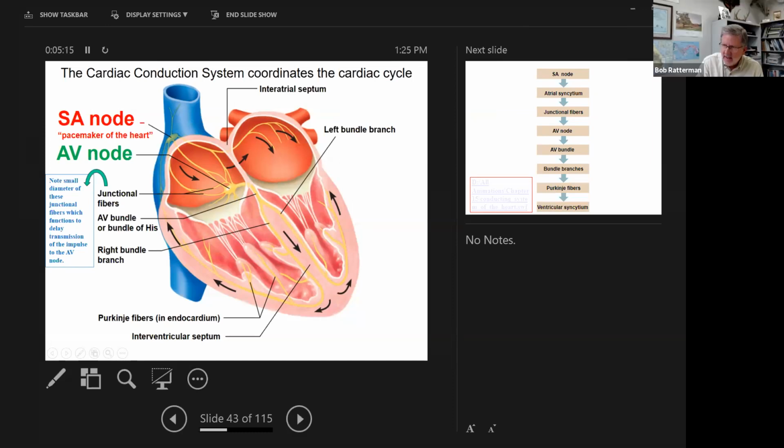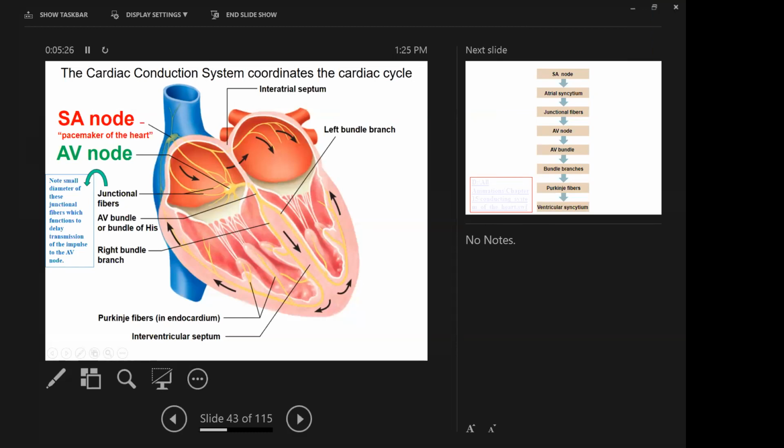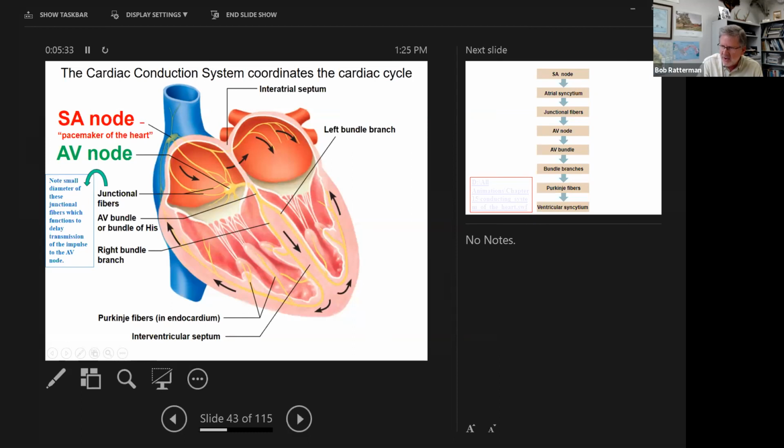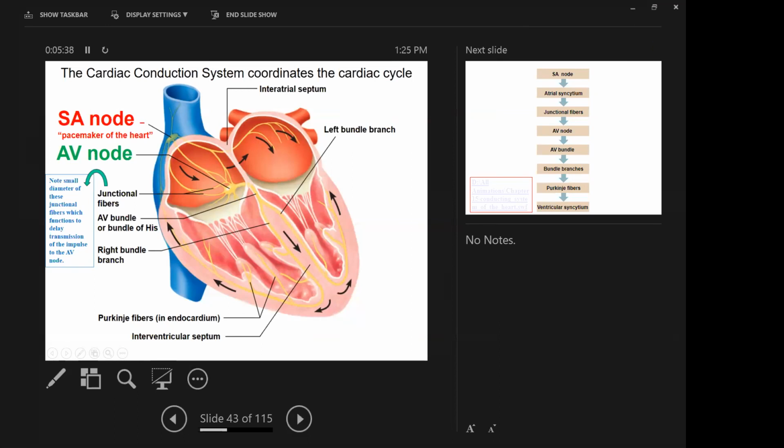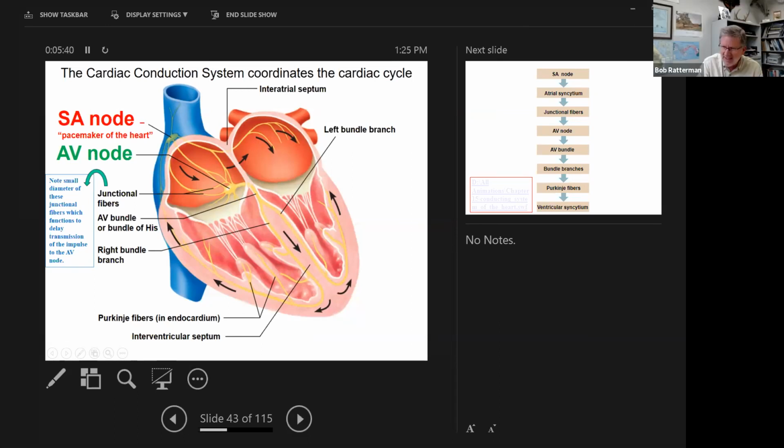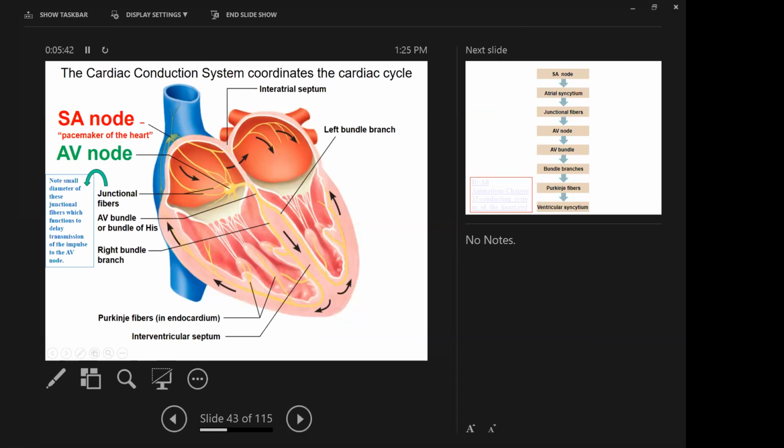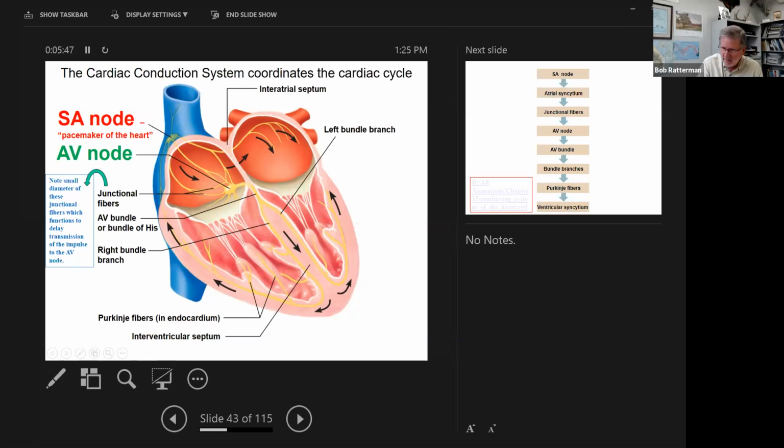If you look really close, you see where they say junctional fibers leading to the AV node from the SA node, and you see how their diameter is a little bit smaller than some of these other nerve pathways. The reason for these junctional fibers being so small, which I put here in the blue box, is to delay the impulse just a little bit before they get here. And you'll see why in just a minute.